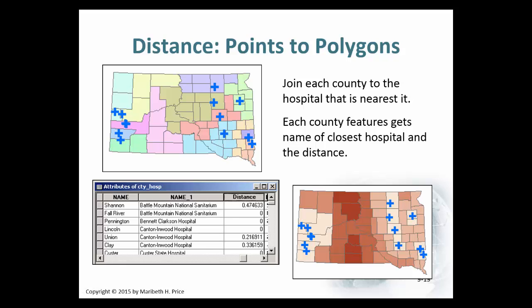After the join, each county has a field indicating the name of the closest hospital, as well as the distance from the county to the hospital, in decimal degrees in this case. A unique values map was created based on the hospital name. In the northeast part of the state, it's easy to see that the pink counties are closest to the hospital in the pink area, the yellow counties to the yellow hospital, and so on.